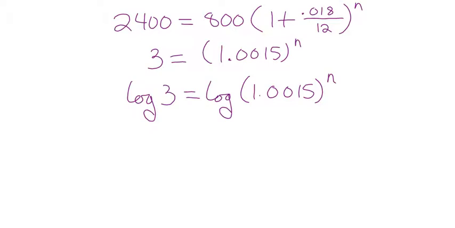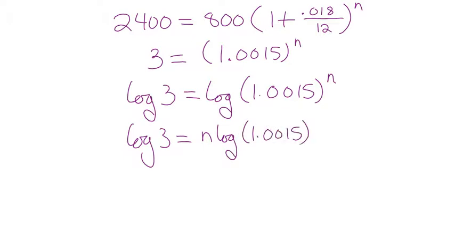We're interested in now using the law of logs, specifically the power law. So I write log 3 is equal to, and what do I do with this? Move it in front, right? So it becomes n times. So the power law, if you look at your formula sheet, says log base a of capital M to the exponent n is n times log M, so it's n log 1.0015. So now we've moved the exponent out of the exponent, and it's just in place, right?